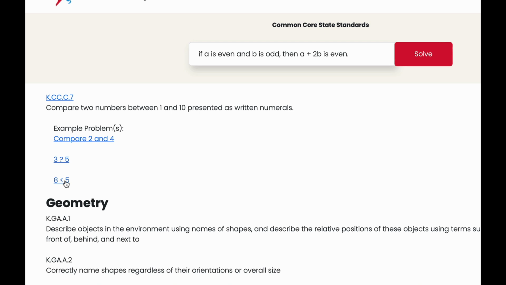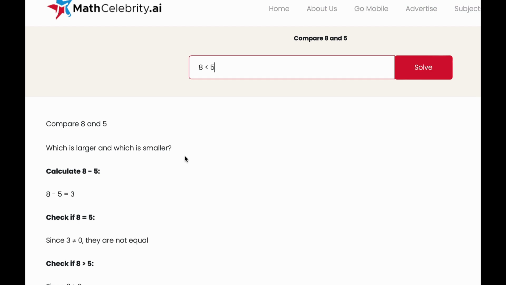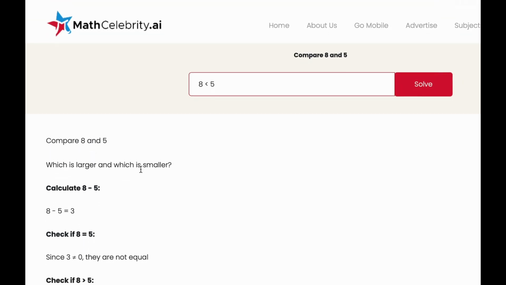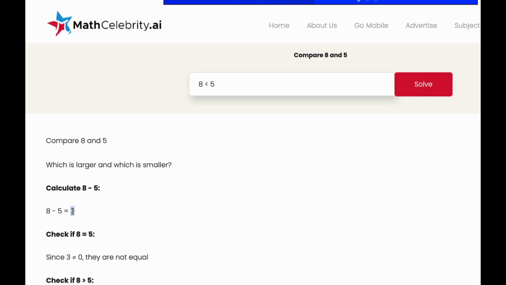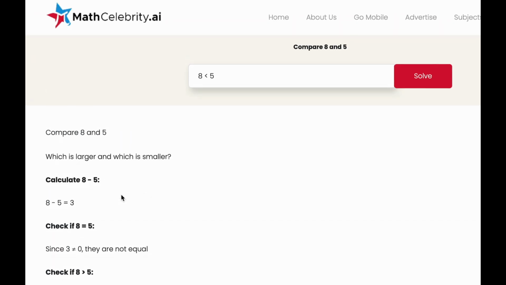And finally, for our last problem, sometimes the standard will give you an inequality comparison, and you have to determine if that's true or not. So this one is 8 is less than 5. Is that true? Well, when we subtract 5 from 8, we get a positive number, which means 8 is bigger than 5. So we could say 2 things. We could say this is false, and then we could say 8 is bigger than 5. So that's it. That's it for the standard.